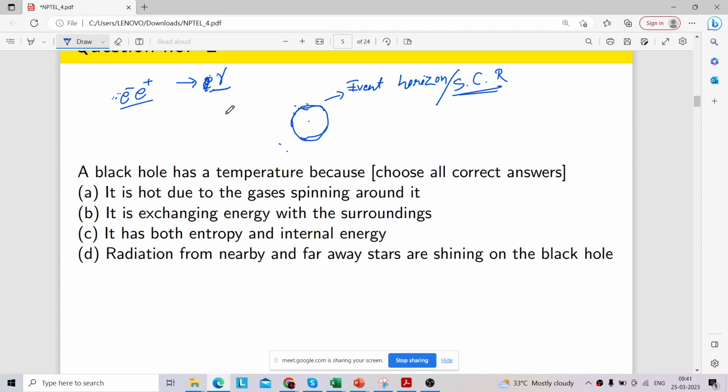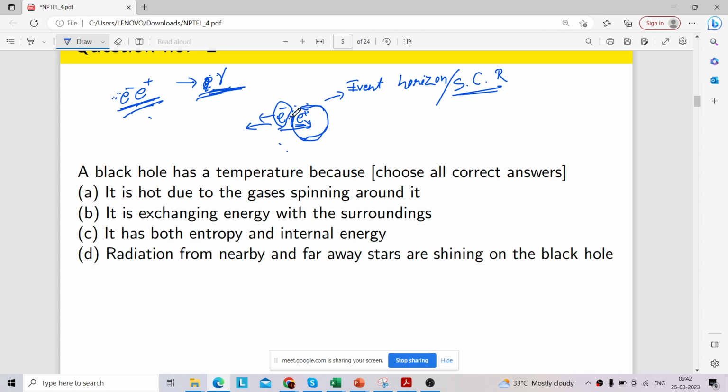But this spontaneously happens. Creation and annihilation spontaneously happen in space. But what will happen if one electron and one positron are created near the event horizon? The pull is so strong that the black hole will pull this positron inside it, and this electron will escape. So in that manner, black holes radiate.